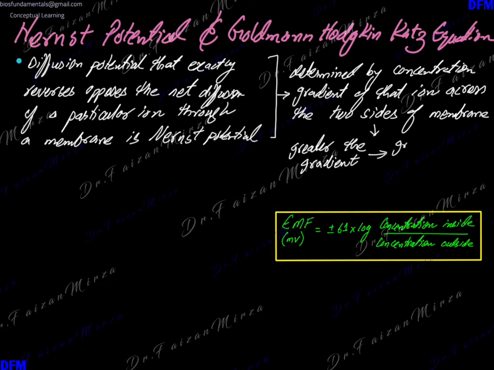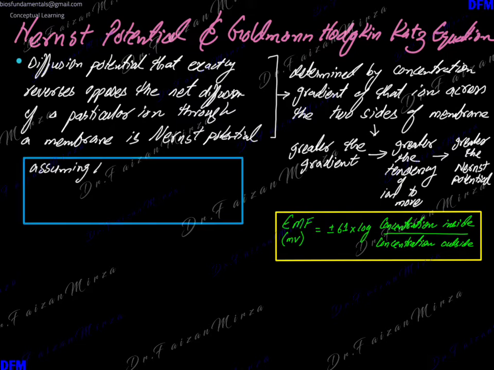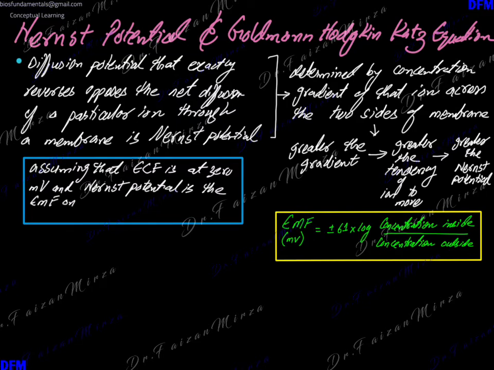The greater the gradient of that substance, the greater the tendency of that ion to move will be, and greater will be the nerve's potential. Assuming that ECF is at 0 potential or 0 millivolts, and the nerve's potential is the EMF on the ICF surface of the membrane. So this is the assumption that we take.